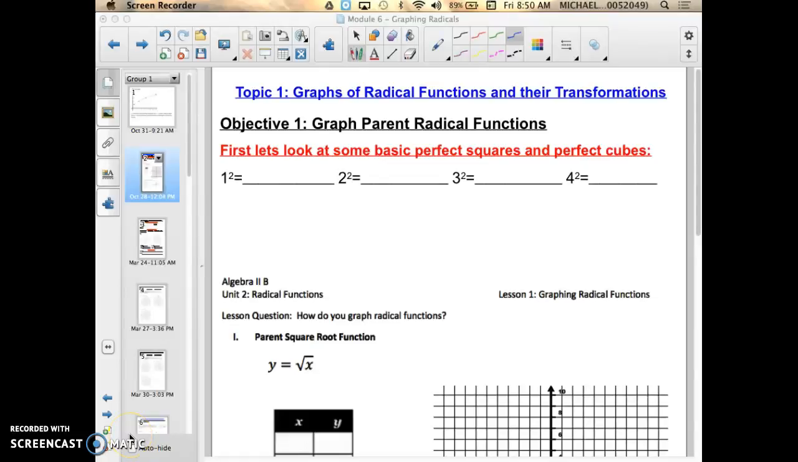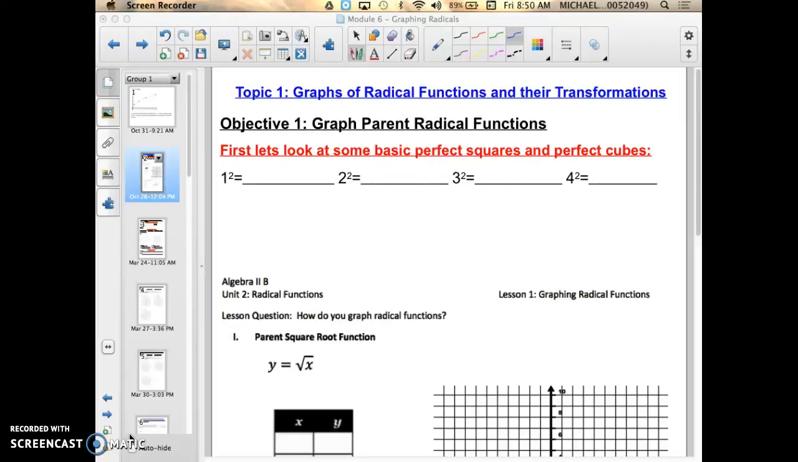Module 6, radical functions and their equations, and the first topic that we're going to talk about is the graphs of radical functions and their transformations. More specifically, we're going to get into two parent functions, graphs of radical functions, and then what happens when they move around, and then the domain and range of all of the radical functions that we look at.